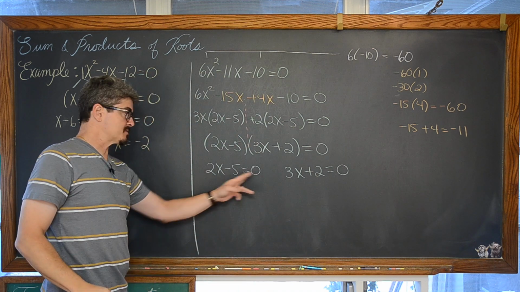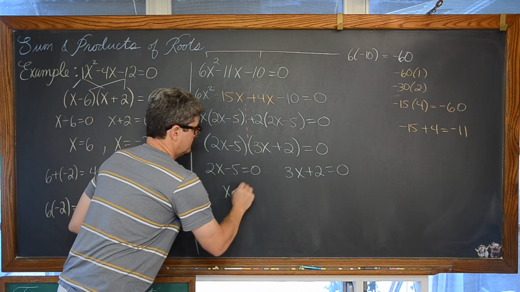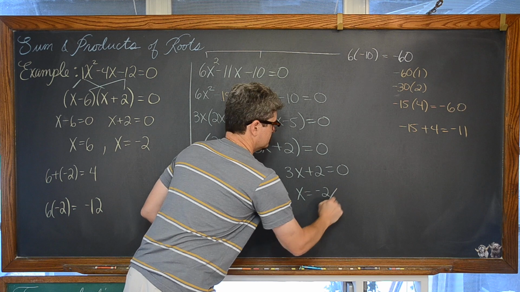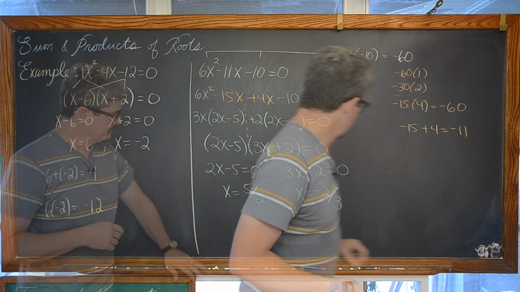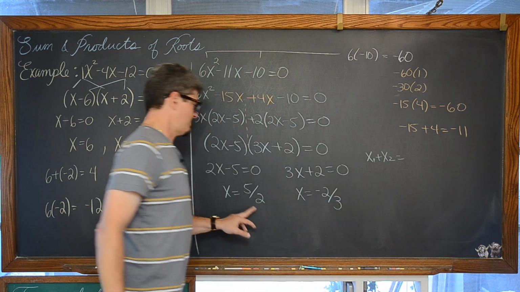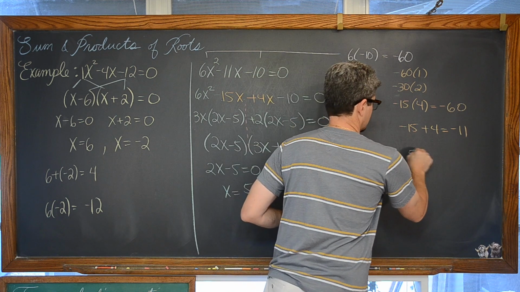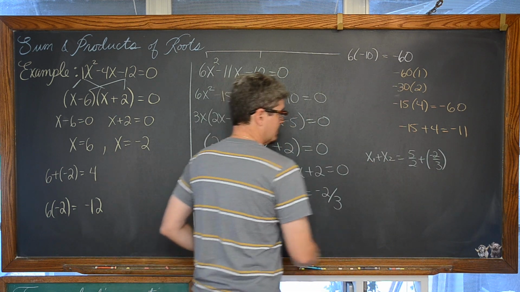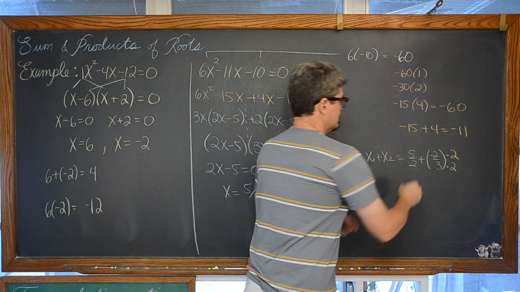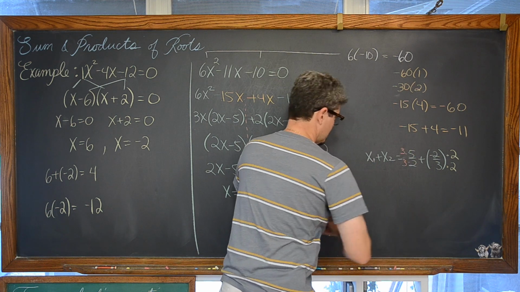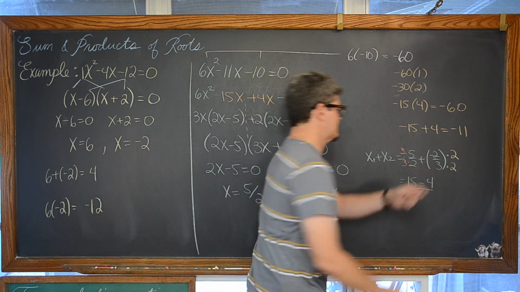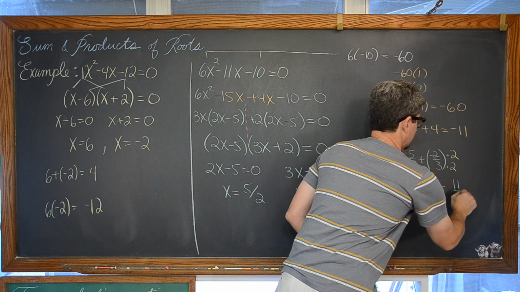Add both sides by 5 and divide by 2. And here we're going to subtract by 2 and divide by 3. And we have these 2 roots here. So we're going to look at the sum. So we have 5 halves plus negative 2/3. We're going to need to find some common denominators. So we're going to multiply the second fraction by 2 in the numerator and denominator, and this first fraction by 3, giving us 15 minus 4 over the common denominator of 6, and we have 11 over 6.